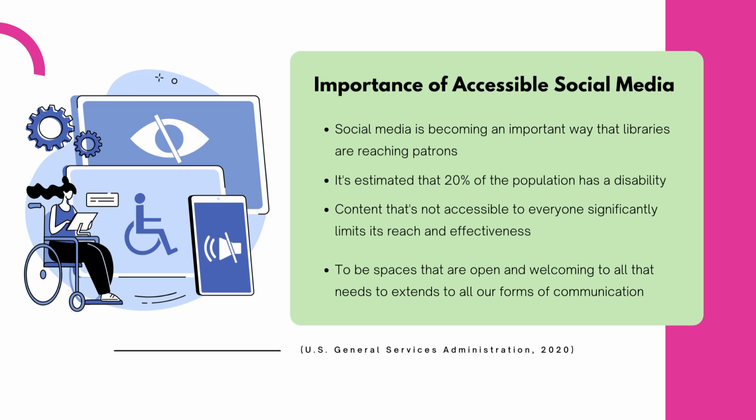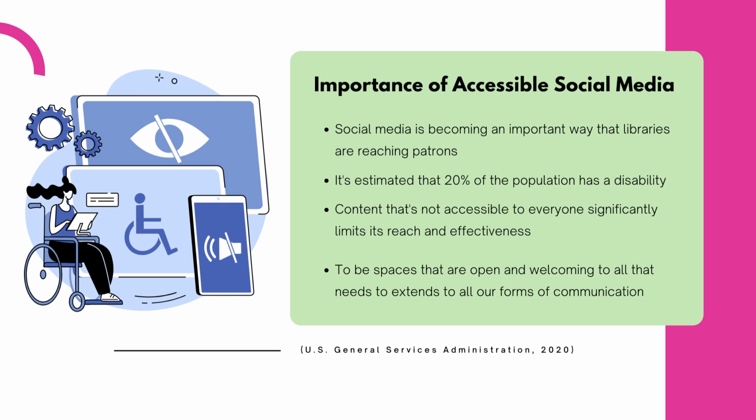Social media is becoming a critical way that libraries are reaching patrons, and it's estimated that 20% of the population has a disability. Meaning that if you're making content that's not accessible to everyone, you are significantly limiting its reach and effectiveness before it's even put out. If libraries are going to be spaces that are open and welcoming to all, we need to ensure that it extends to all forms of communication with our patrons as well.